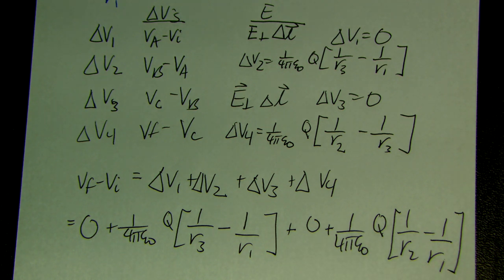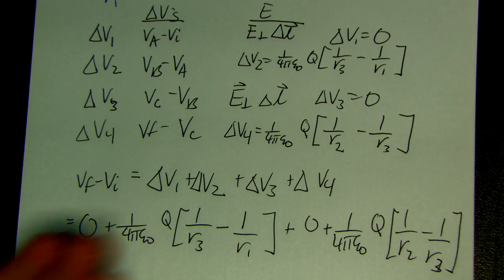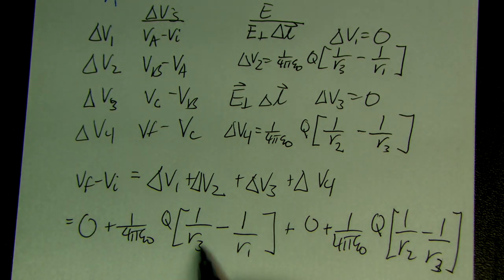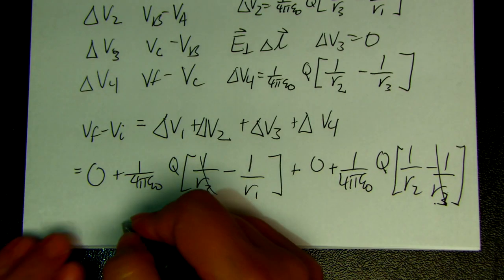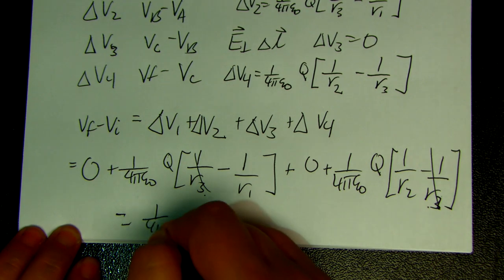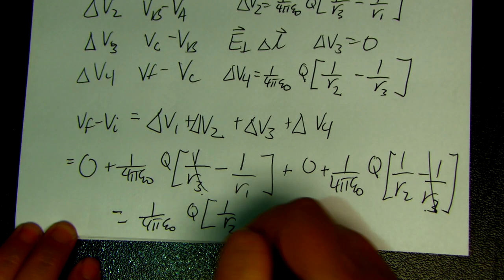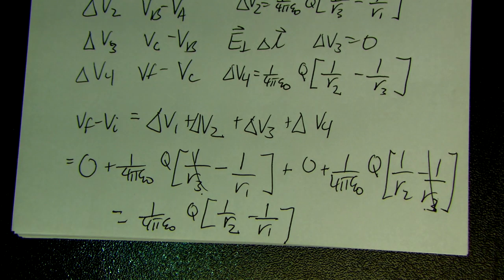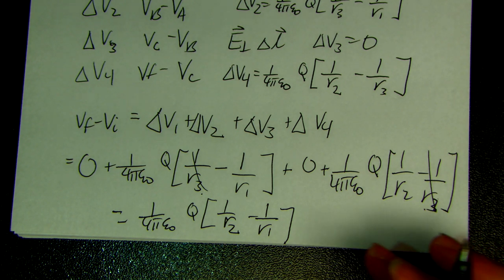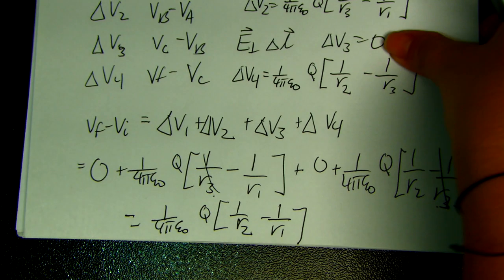And we see we've got, oops, that's supposed to be an R3. So we see we've got a positive R3 here and a negative R3 here, so those terms will go away, and we're left with 1 over 4 pi epsilon naught Q times 1 over R2 minus 1 over R1. Oh my goodness, this is exactly what we calculated. My word, physics works. I know, incredible.